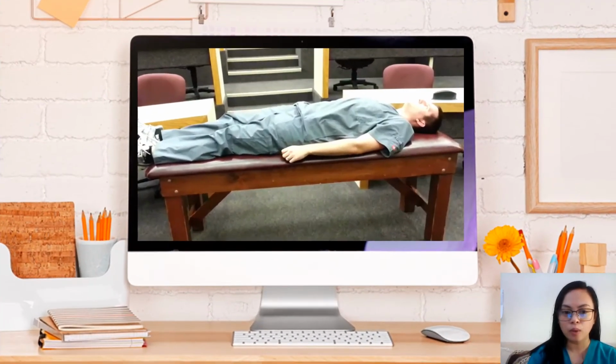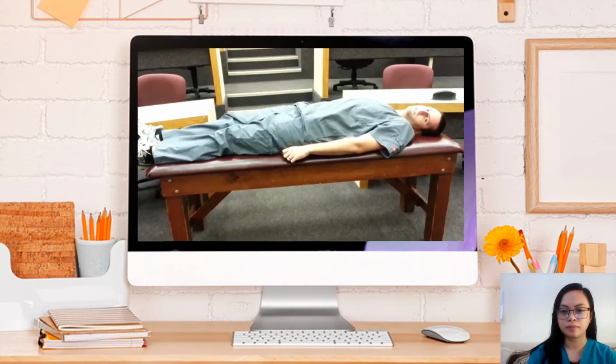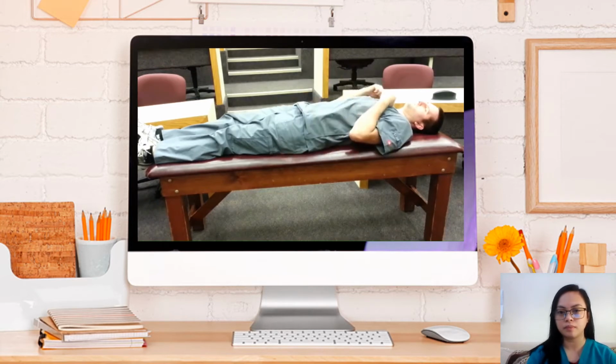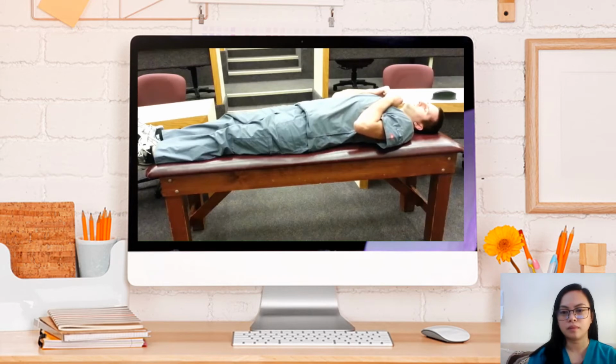So let us now watch a video comparing decorticate and decerebrate. This video will introduce you to decorticate and decerebrate posturing. First, we'll start with decorticate posturing. You'll see the patient's arms abducted and their arms flexed up against their chest. Their legs will be plantar flexed with their knees extended, and they'll be in a very tight position.